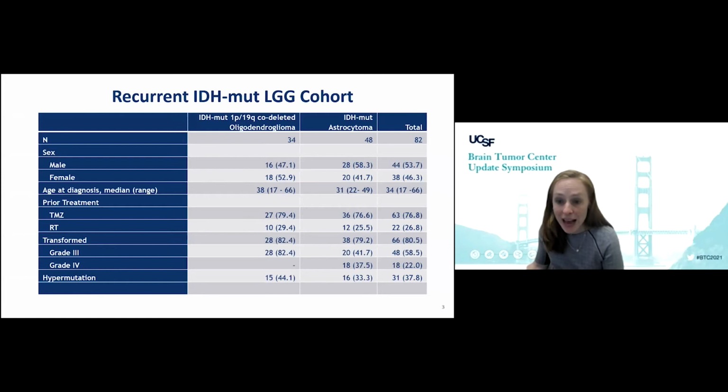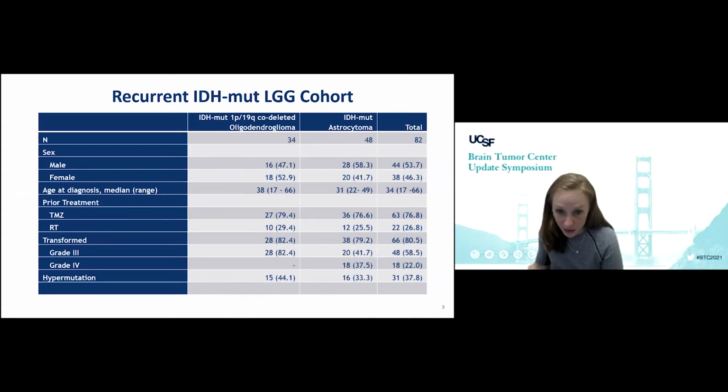And we found that of the 82 patients, 66 had tumors that transformed to higher grade disease. Median time from diagnosis to transformation was 5.9 years for all tumors, 4.8 for astrocytomas, and 7 years for oligodendrogliomas. Now, of these patients in the oligos, 80% did get treated with temozolomide, and about 30% were treated with radiation. In the astrocytoma population, 75% were treated with temozolomide, and about 25% were treated with radiation as well.